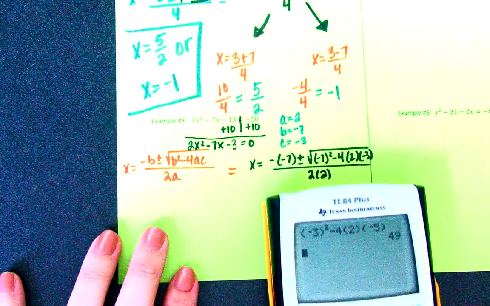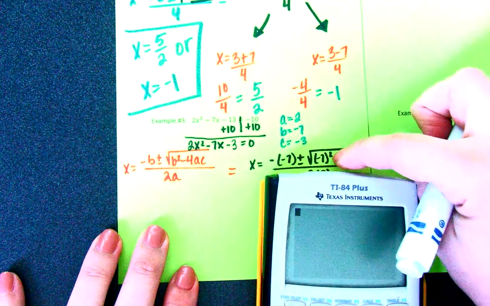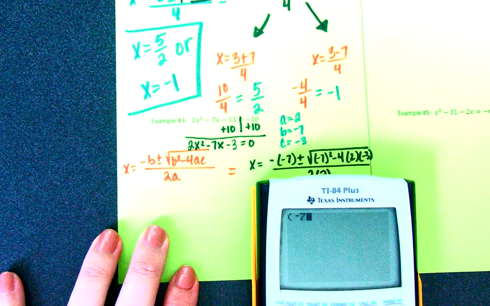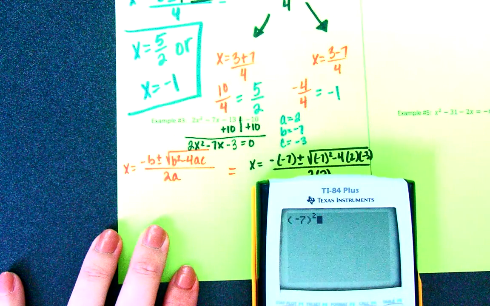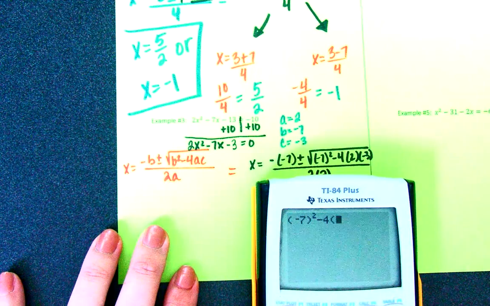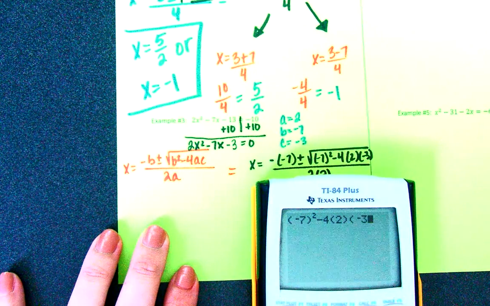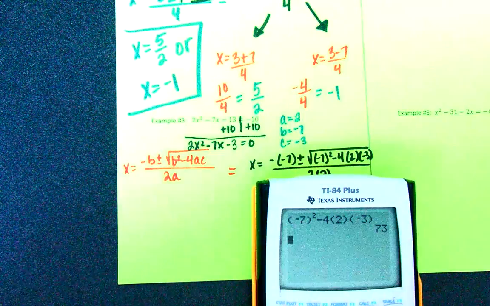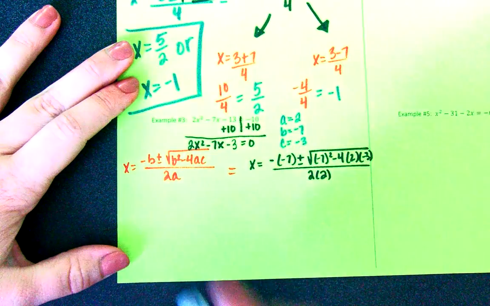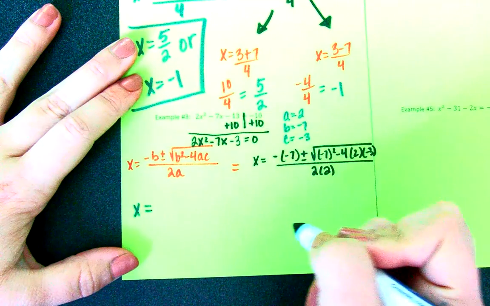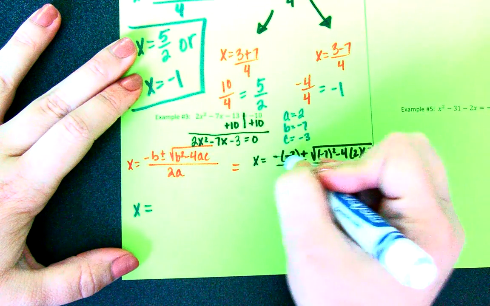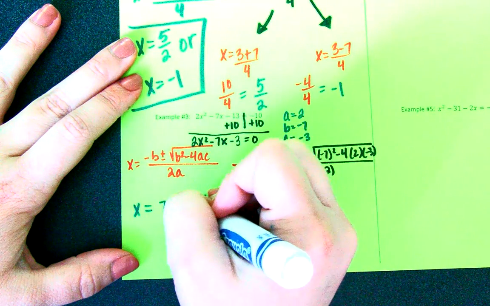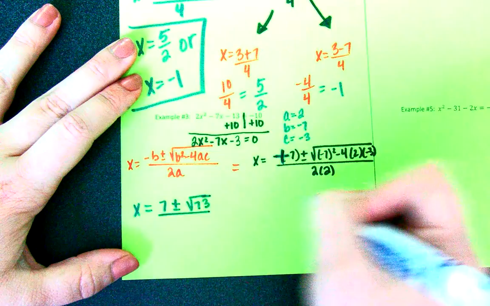We take what's inside the radical. This is called a radical, or the square root. We take what's inside there and we plug it in the calculator. So you have negative 7 squared minus 4 times 2 times a negative 3. You get 73. These two match, so we know we're good. So you come over here, you write x equals. Now negative times a negative gives me a positive. So 7 plus or minus the square root of 73 all over 2 times 2, which is 4.